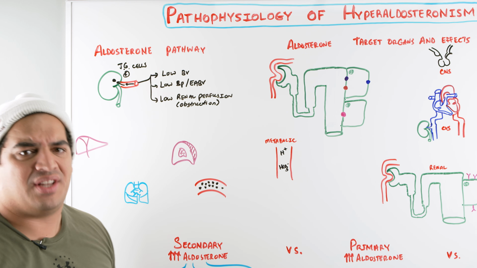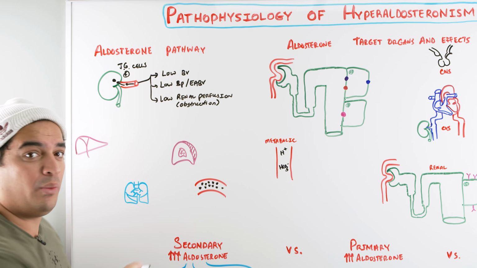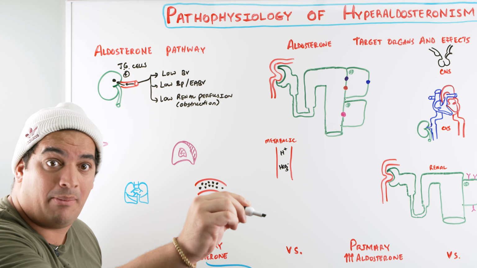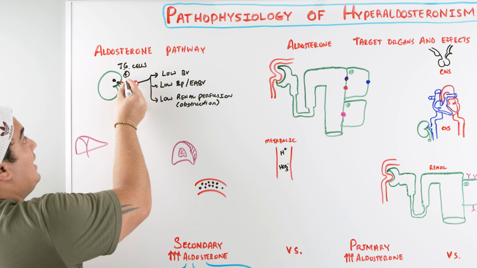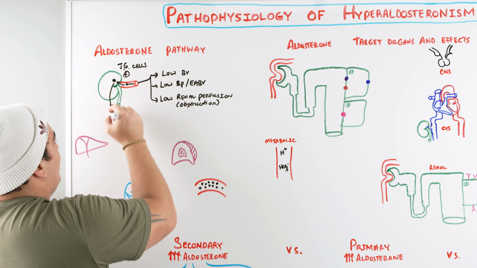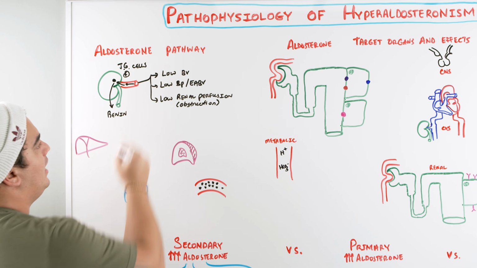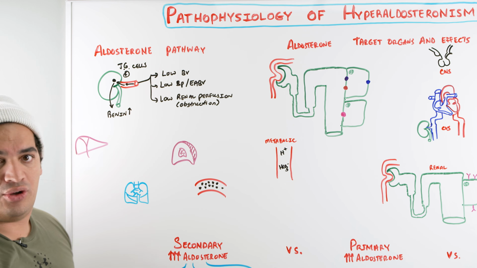In any of these three scenarios, if there's low blood volume, low blood pressure, or low renal perfusion because of an obstruction in the blood flow pathway, this will stimulate the JG cells. And the JG cells are so sensitive, man. They can't take a joke. And so what happens is, when that happens, they release renin. They start pumping out the production of this molecule called renin.